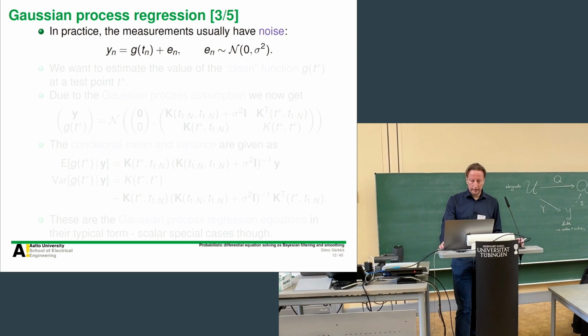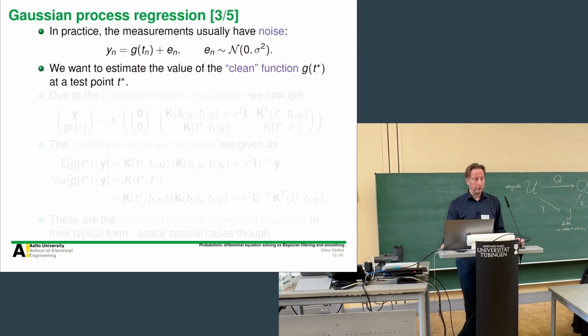And the same thing also works for the noisy case. There's only one additional term which appears. We assume that we have some IID noise with zero mean and a given standard deviation, and we want to somehow estimate the clean function. We want to remove the noise.